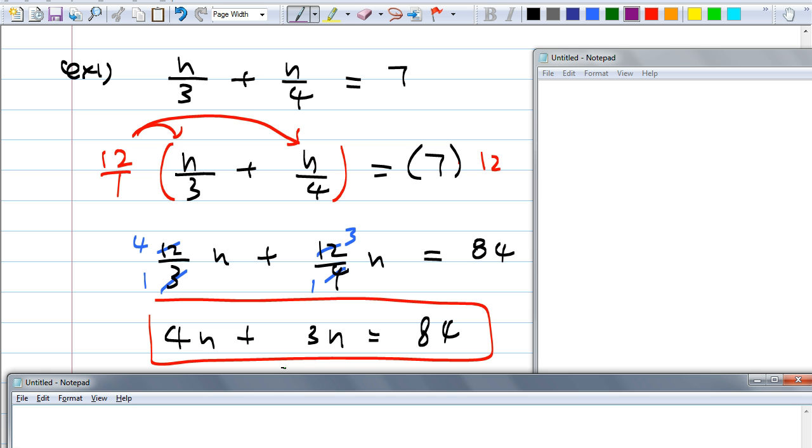We're not done, obviously. But isn't this nice? Look, we had an equation with denominators, right? This equation is now simply 4n plus 3n equals 84. By multiplying both sides by the LCD, we got rid of all those denominators. Much easier to solve, right? Look what happened. Look at it carefully. I'll give you time.